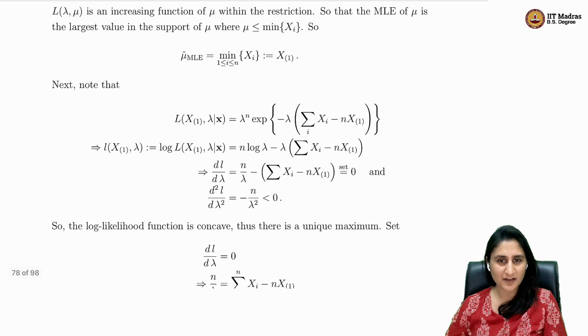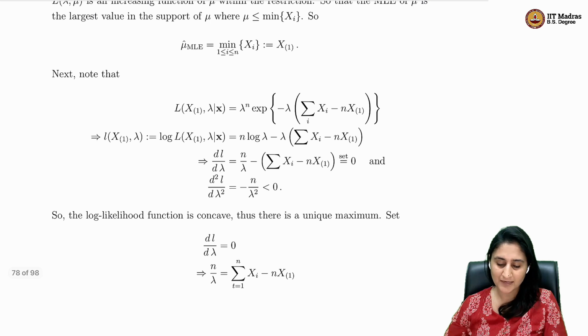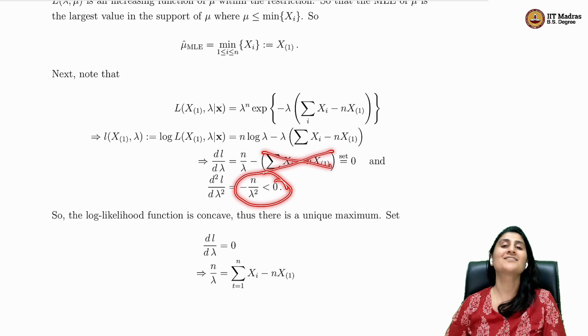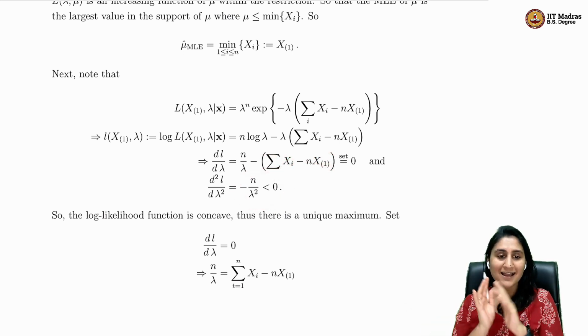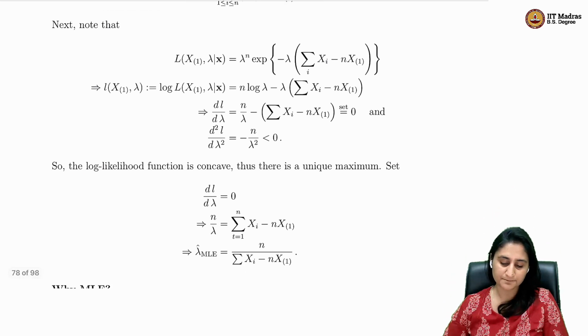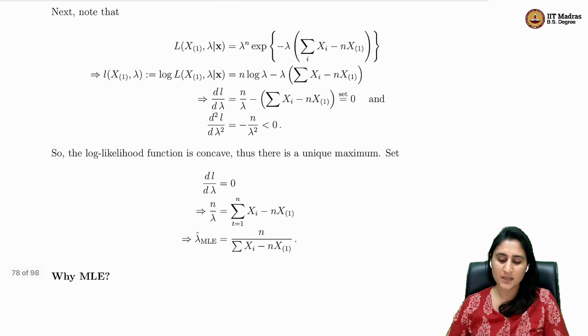Okay. But before I set to 0 and solve it, I wanted to know whether I'll get a maxima or a minima. And I take another derivative. This is a constant, goes away, and this becomes minus n by lambda squared, which is always negative, which means I again have a concave function, which means again there's a global or unique maxima. Great.